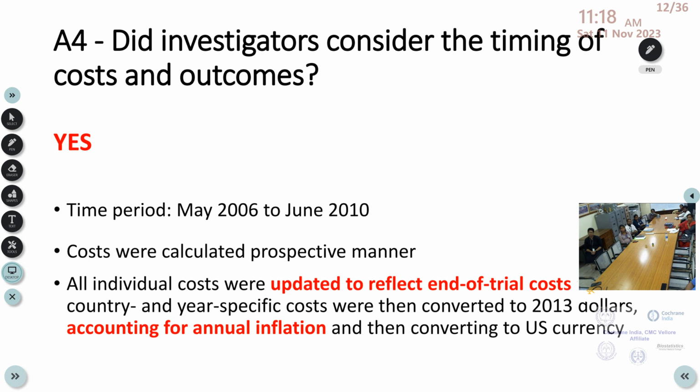The cost of 2006 treatment will definitely vary from 2010 even if it's the exact same treatment. So have they taken that into account? That is what this question is trying to answer. And if you look at it, they've accounted for annual inflation and they have reflected the end of trial cost. So the answer for this question is yes.